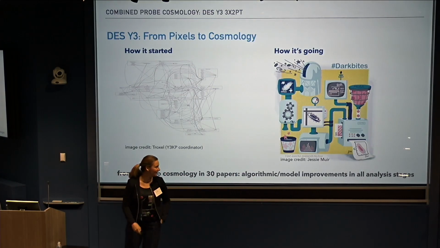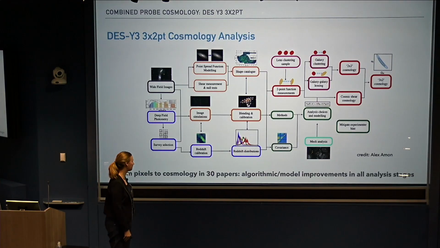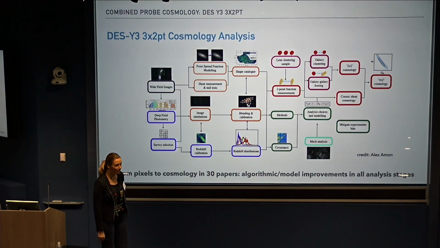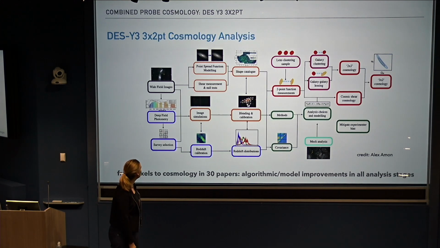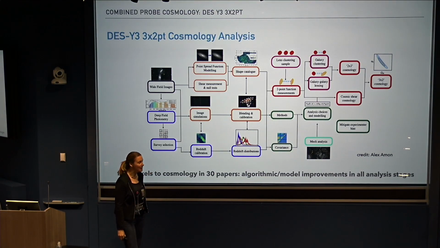In practice, of course, that is then detailed in 30 papers that describe algorithmic and model improvements in all analysis stages compared to DES year 1. And here's another beautiful flow chart from Alex illustrating all the different types of information that go in there, starting out from wide field images and deep field photometry, so that through image injection we can characterize the survey selection.